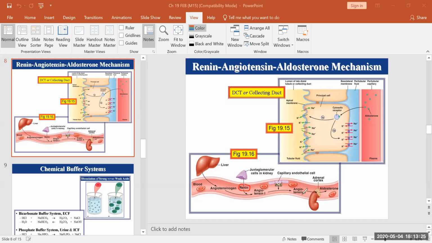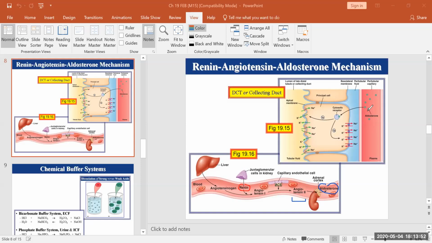Okay, so angiotensin 2. Now we take it to another level. We stopped there in the previous unit, but in this unit, angiotensin 2, in addition to causing vasoconstriction, will induce the adrenal cortex to release aldosterone. And this is the mechanism of aldosterone here.